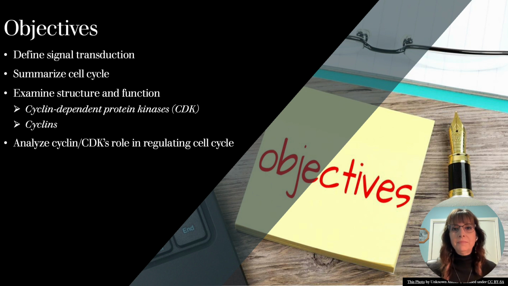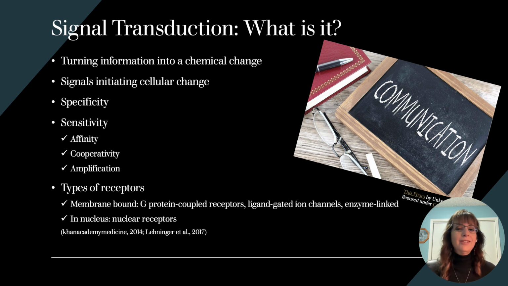In biochemistry, we talk often about signal transduction, this communication within cells or between cells. Signal transduction is simply how cells take information and turn it into a chemical change or cause a chemical reaction. So this cellular change is very important to the life of a cell. Signal transduction is specific to each type of cell. It's also very sensitive. The molecules that bind to the receptors, such as ligands, have a high affinity for receptors, so this participates in this specificity and sensitivity.